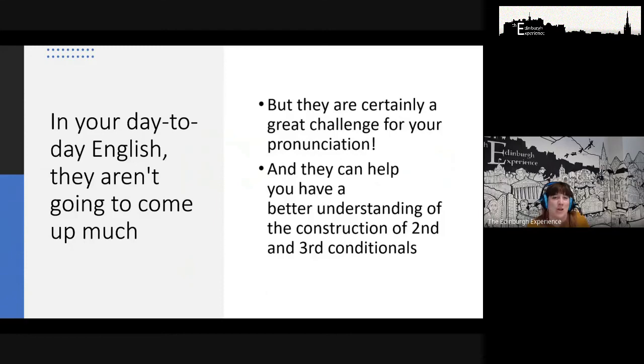In a few weeks, we're going to do a final session on conditionals, which is going to be just an overview of everything we've talked about as a little bit of revision.